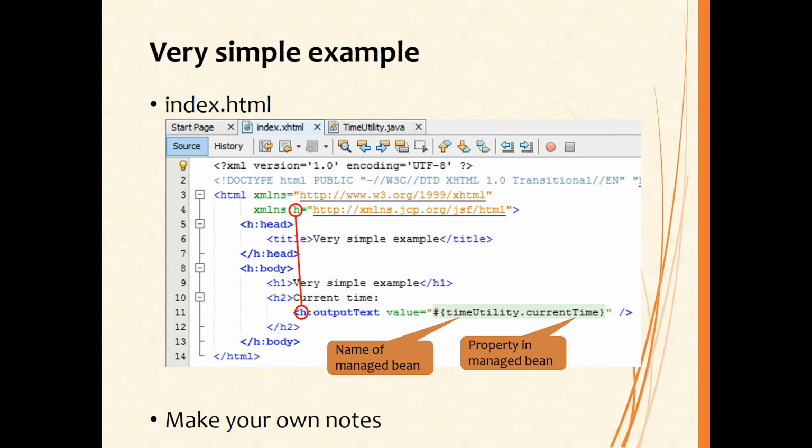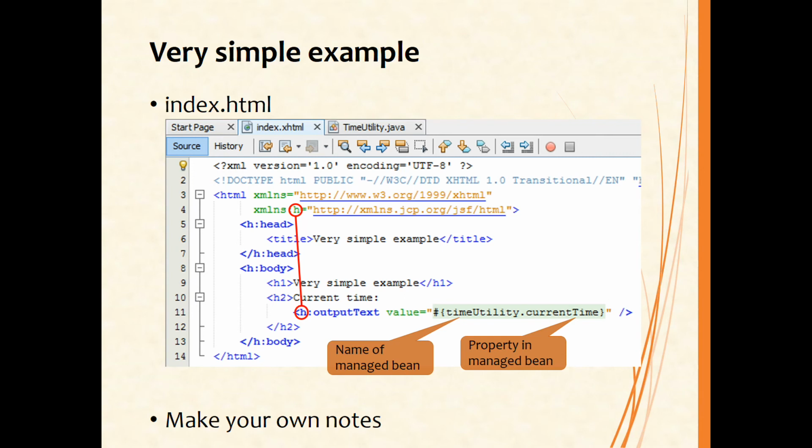And in between the braces, we have the name of a managed bean, time utility, dot, and then a property name. Now, although we put the property name there, the JSF control servlet will work out from the context whether it needs to call the get current time method or the set current time method. Well, since we're outputting, that means that we need to retrieve from the managed bean the current value of the property, and therefore we'll call get current time.